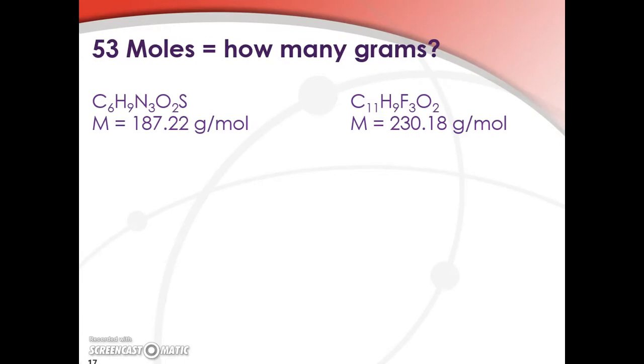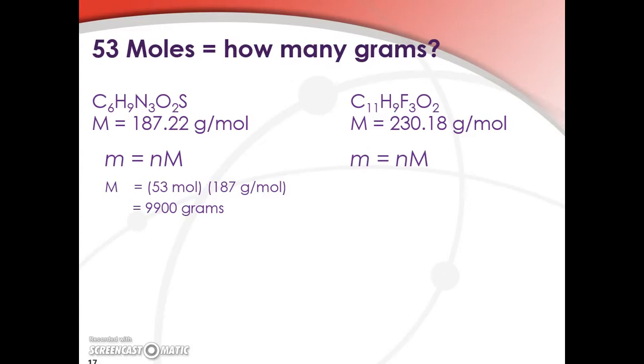Okay, so how many grams is that? We have to do a two-part calculation. There's really no way to combine these two. And it's just the same calculation over again. Mass equals n times M. 53 moles times 187 grams per mole gives us 9,900 grams. On the other side, 53 moles times 230 grams per mole gives us 12,190 grams.